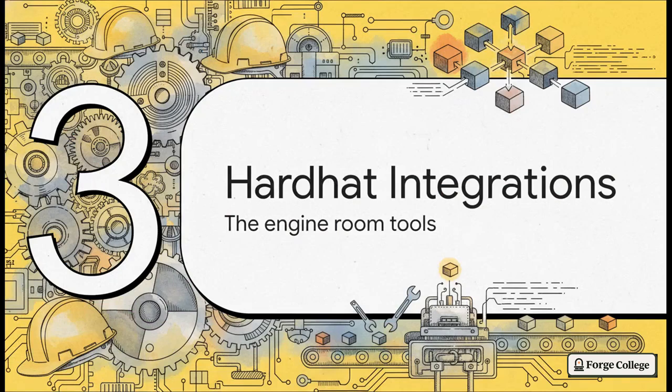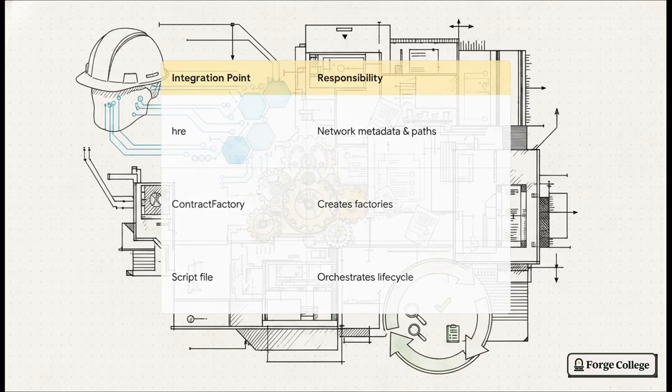All right, Section 3, Hardhat tools and integrations. You can treat this like a materials ledger on a patent document. First up, we have HRE. That's the Hardhat Runtime Environment. This provides your network metadata, your configured paths, and plugin integrations. Next is ethers.getContractFactory, which actually creates the deployable contract factories directly from your compiled artifacts. And finally, the script file itself, which orchestrates that whole prepare, execute, verify, record lifecycle we just talked about. Basically, Hardhat seamlessly ties your network metadata and compiled artifacts together.